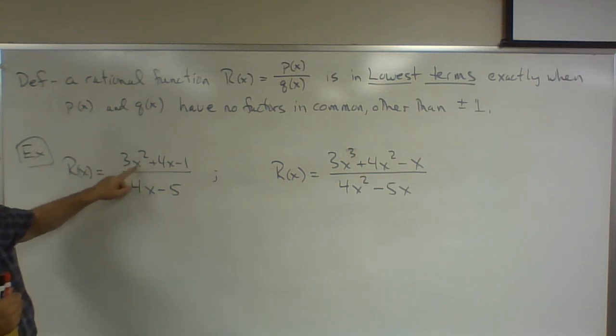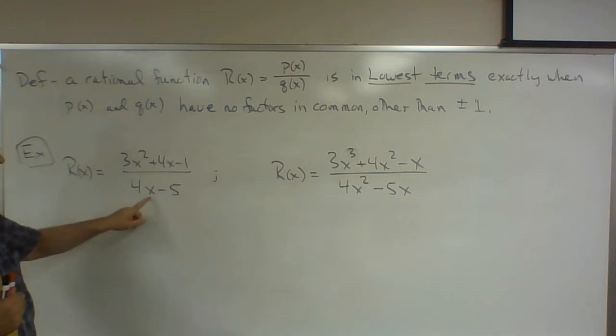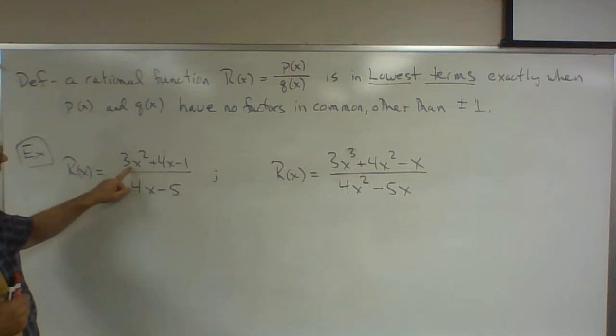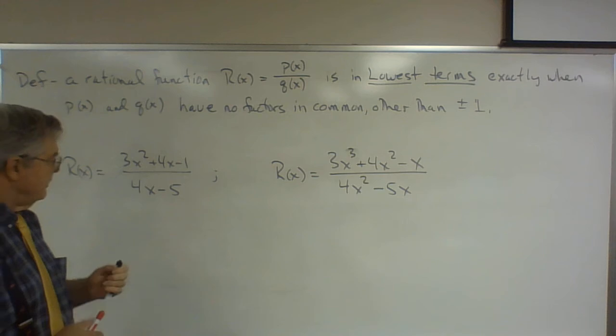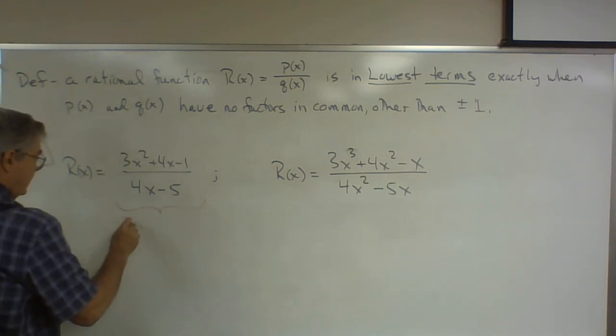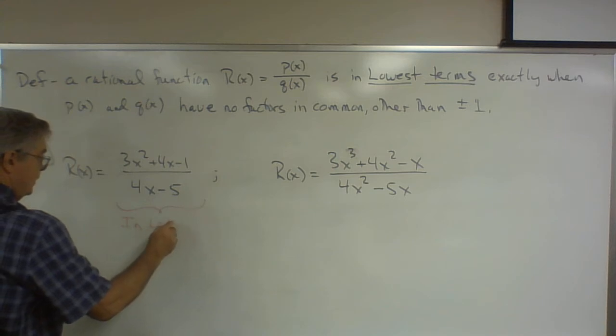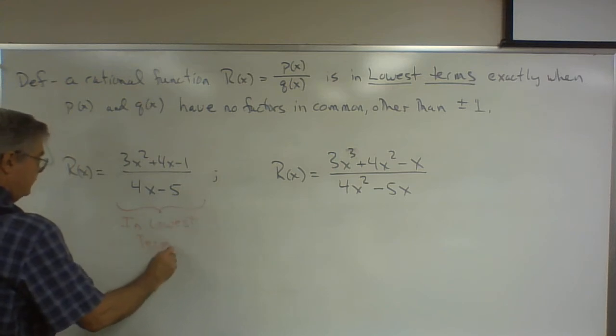Do they have x in common? Nope. Is 4x minus 5 a factor of the numerator? I don't think so. Do they have any whole number factor in common, like 2 or 4? Doesn't look like it. This appears to be in lowest terms.